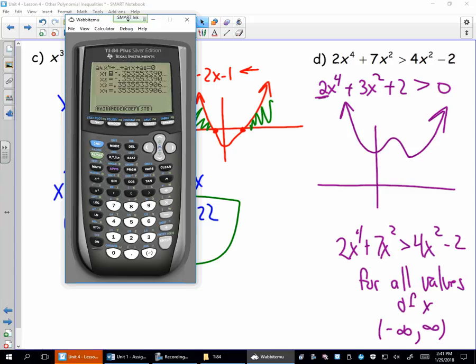And if you try it with the other method, it would show you the same thing, that there are no POIs. You can look at your picture and see, we'll give it a try, that there are no POIs in this thing. Take a look here. 2x to the 4 plus 7x squared. We'll clear out this one. 4x squared minus 2. Take a look at our graph. Here comes our quartic function. It's up there. And our quadratic function is always below it. Okay, there is no solutions. They never cross. They never meet.